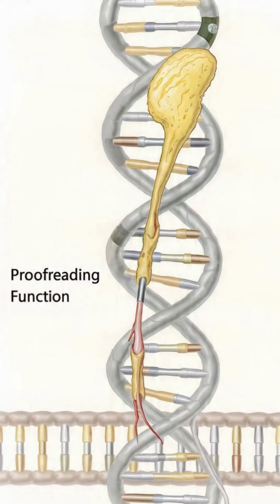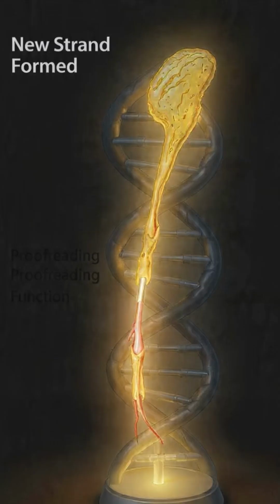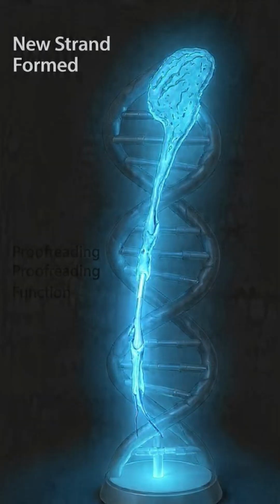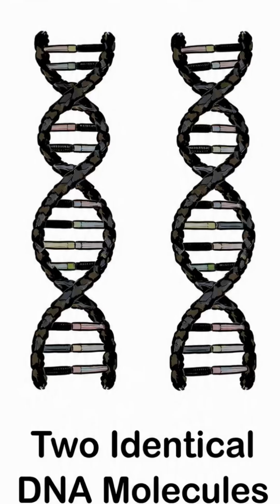Proofreading polymerase. Polymerase checks for mistakes, removing wrong nucleotides. Wrong base replaced. Any mismatched bases corrected. New leading strand formed. The fully synthesized leading strand is highlighted. New lagging strand formed. The lagging strand is completed after ligase action. Parental versus new strands shows the semi-conservative nature. Each new DNA molecule has one old and one new strand.